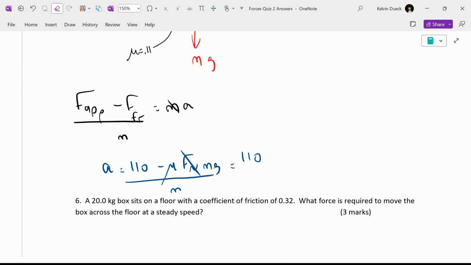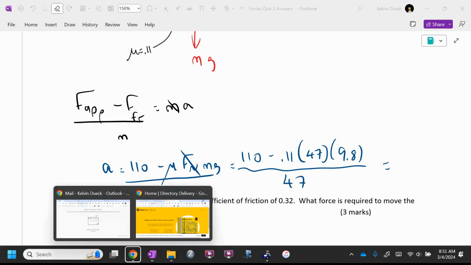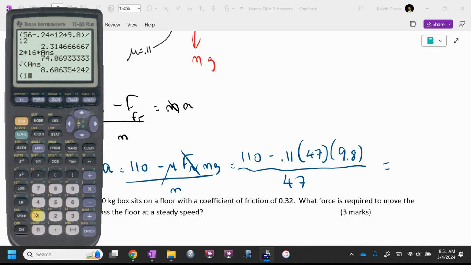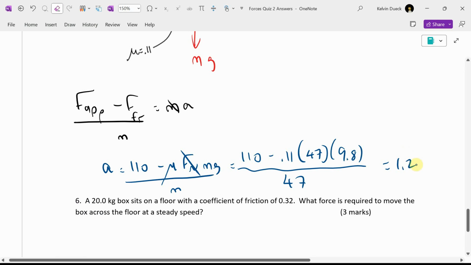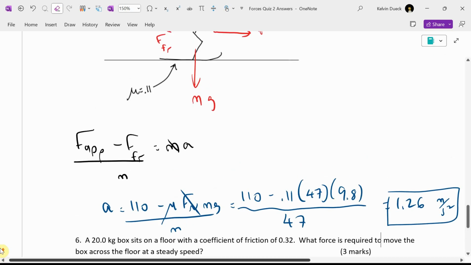So I can go 110 minus 0.11 times, what was m, Mr. Dueck? 47, times 9.8, all over 47. 110 minus 0.11 times 47 times 9.8 divided by 47. Did y'all get 1.26? Yep, 1.3. If you got that, 3 out of 3.